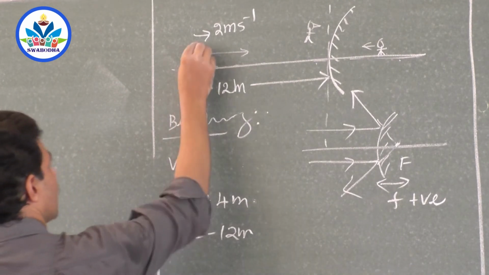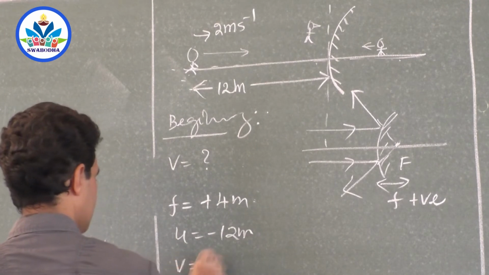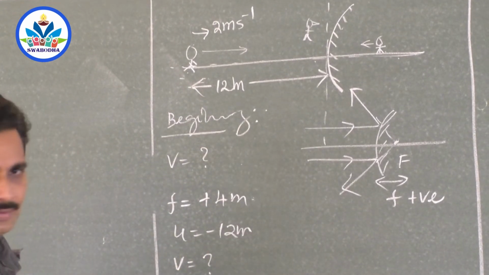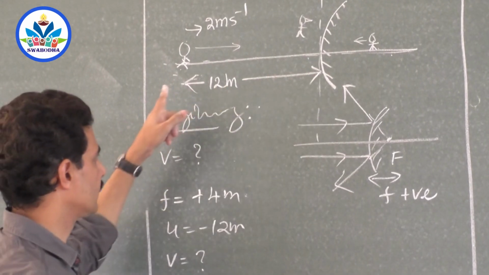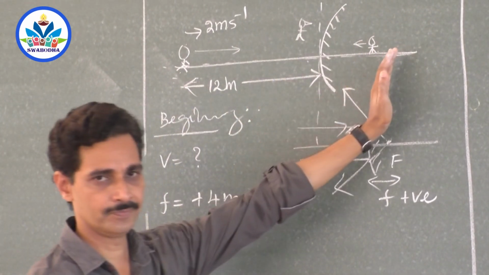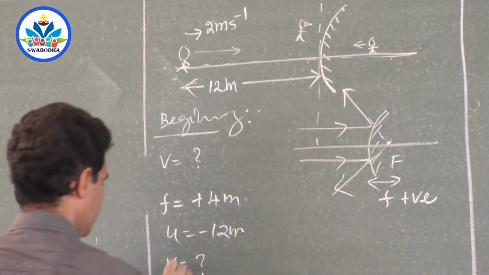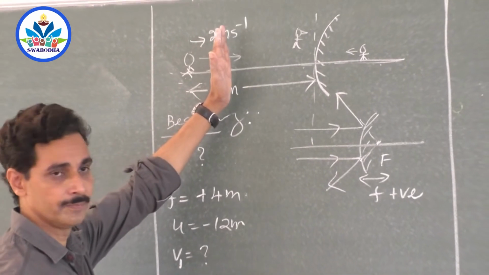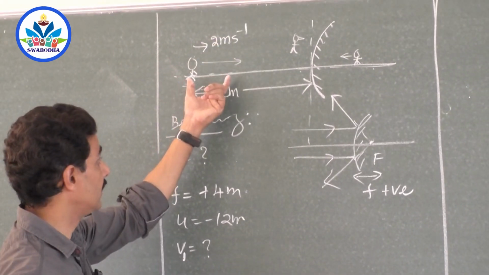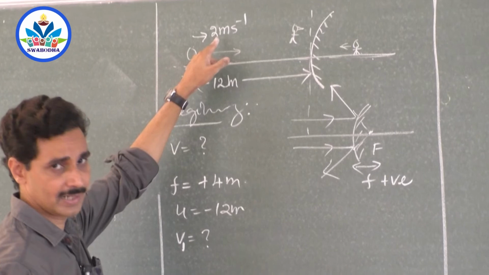Now let the person be here only, right? What is the image distance? Now my analysis is like this. In the beginning, when the person is at a distance of 12 meters, where is the image? That is the first one. I will call it V1. After 1 second, this person will be somewhere here, right? How much distance will he move in 1 second? 2 meters per second is his speed.